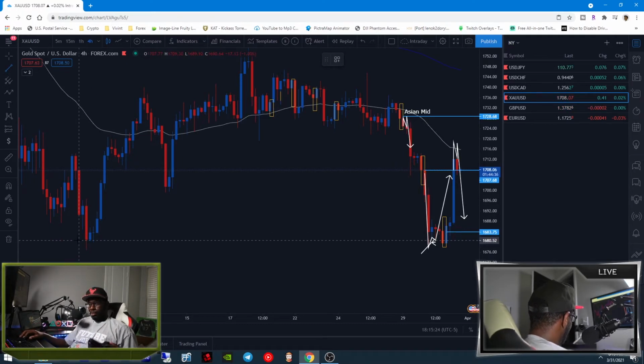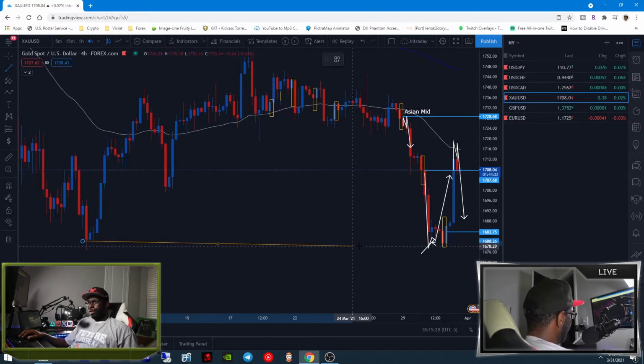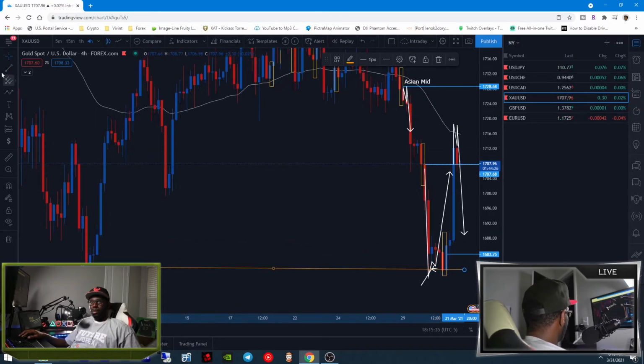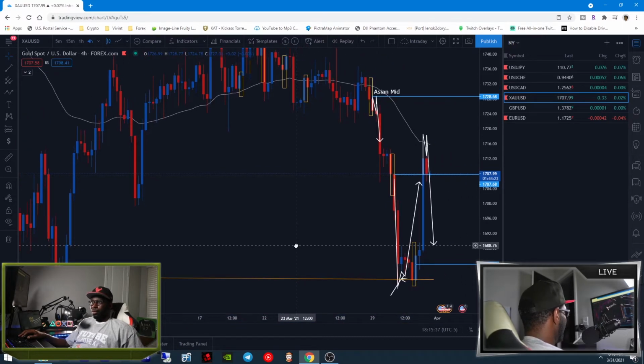But usually what happens on the left, it happens on the right. Your 4-hour support and resistance, they're pretty strong on the higher time frame. So basically, once it reaches this area, there's a pretty good chance we're gonna shoot up.